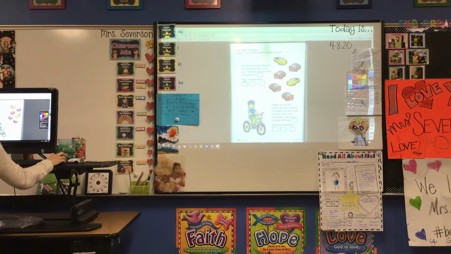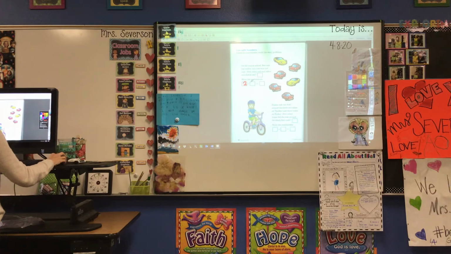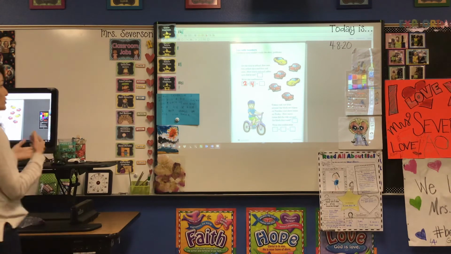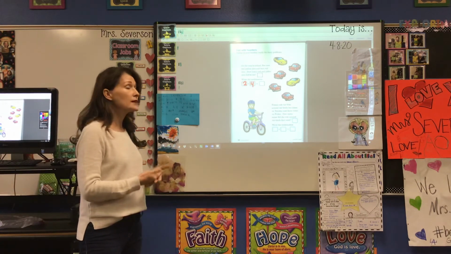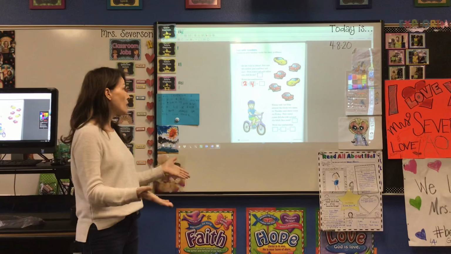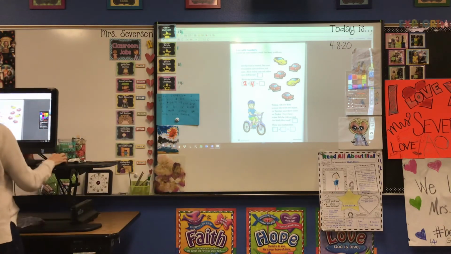So you're going to write 2. And then it says, and 4 red cars. So we're going to put a 4. So we just made our problem. Our problem is 2 yellow cars plus 4 red cars. Boys and girls, how many cars are there all together? Go ahead and count them up. You're going to write that sum right here. So you're going to write your answer right here.